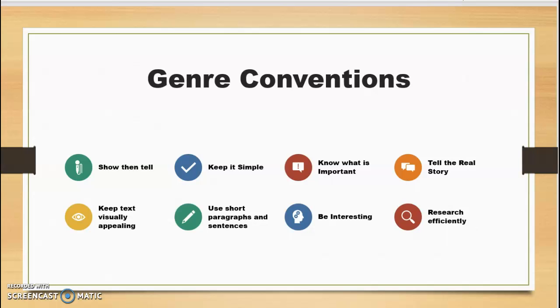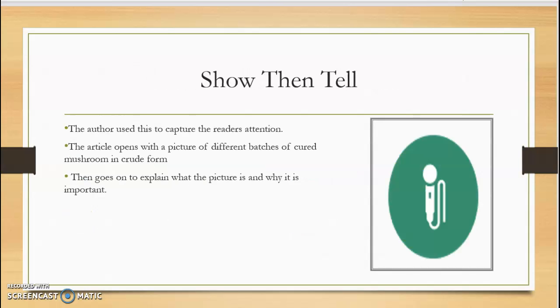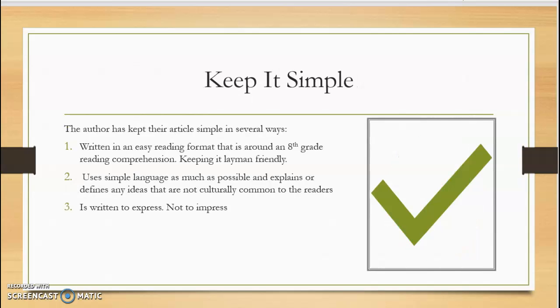Genre conventions: show then tell, keep it simple, know what is important, tell the real story, keep text visually appealing, use short paragraphs and sentences, be interesting, research efficiently. The author uses show and tell to capture the reader's attention. The article opens with a picture of different batches of cured mushrooms in crude forms, then goes on to explain the picture and why it is important.